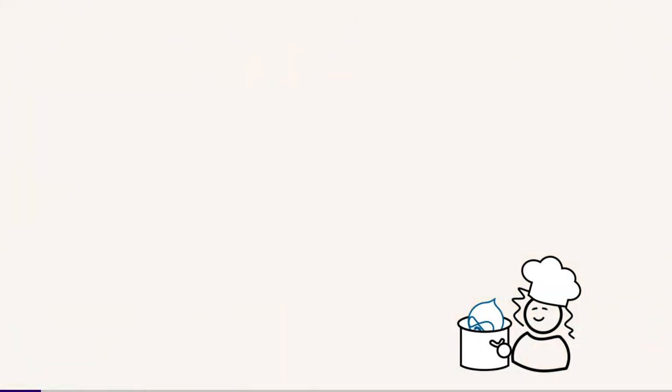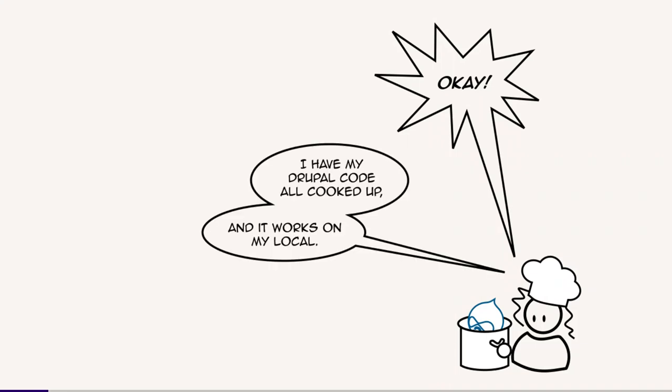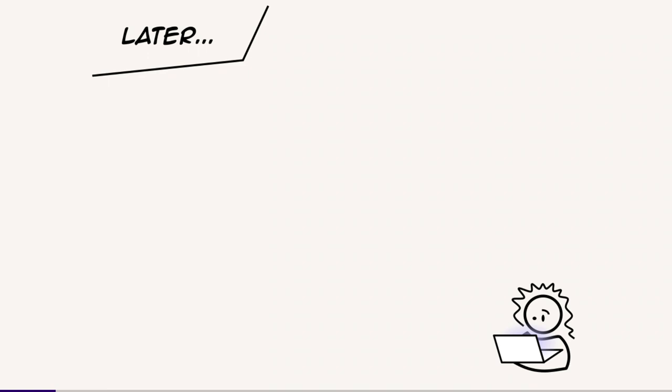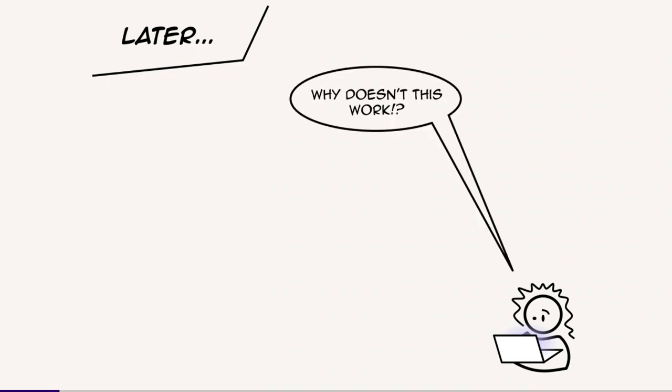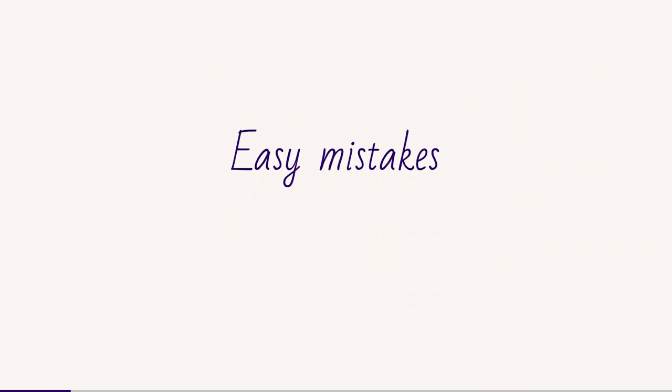Stop me if you've ever had this situation before. You already have your Drupal code, it's all cooked up and it all works in your local and everything looks perfectly fine. And you want to go and throw it into production because you're sure it will work the first time. And then later, you might be wondering, why doesn't this work? Doesn't every bit of code on my site run every request? You might have put some application code in .theme and thought, that'll be fine, right? That worked in Drupal 6. Well, all of these are actually easy mistakes to make in Drupal 9 and Drupal 10.